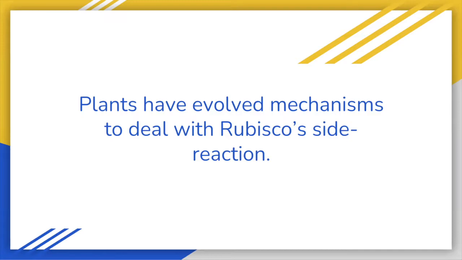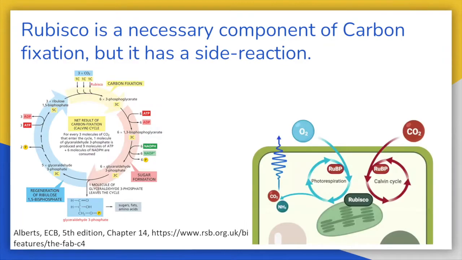So rubisco is a necessary protein involved in the Calvin cycle, but it has a side reaction that plants have to deal with in order to maintain the efficiency of that enzyme. We know that rubisco is the enzyme that takes carbon from the atmosphere and combines it with ribulose 1,5-bisphosphate in order to generate the 3 carbon molecules necessary for the formation of sugars in the Calvin cycle.